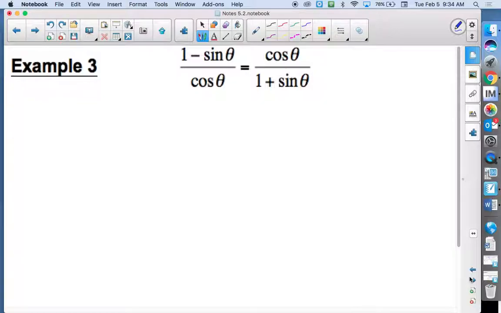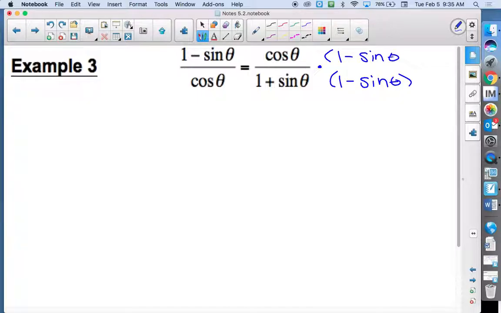And this says 1 minus sine over cosine equals cosine over 1 plus sine. This is one where you just pick a side. Doesn't matter. Half of you can pick the left, the other half pick the right. Jesse, which side would you choose? I chose the right. And what did you do with the right? I multiplied it by a conjugate, so I multiplied it by 1 minus sine over 1 minus sine.